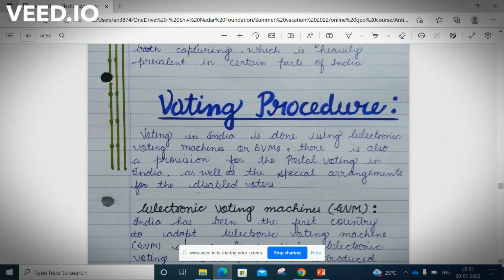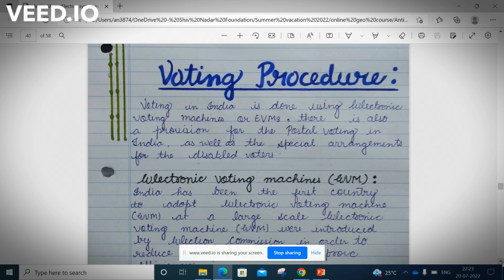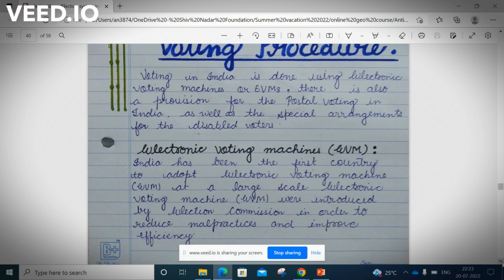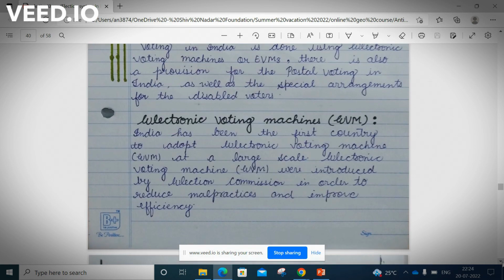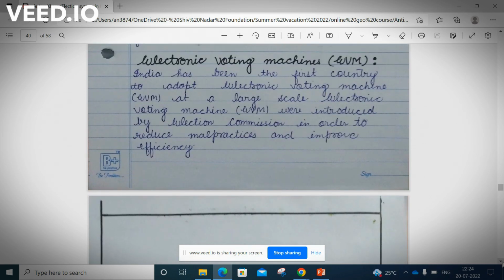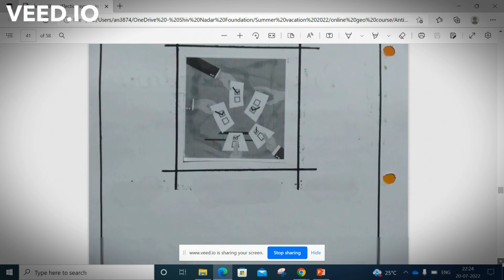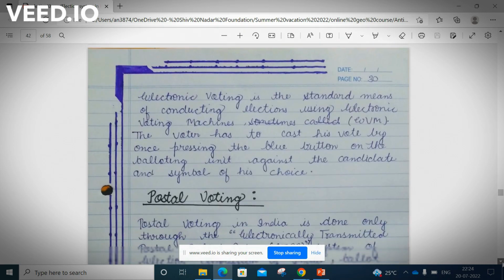Now comes the voting procedure. Voting in India is done using an electronic voting machine, that is EVM. There is also a provision for postal voting in India, as well as special arrangements for disabled voting. So yeah, the system is electronic nowadays.